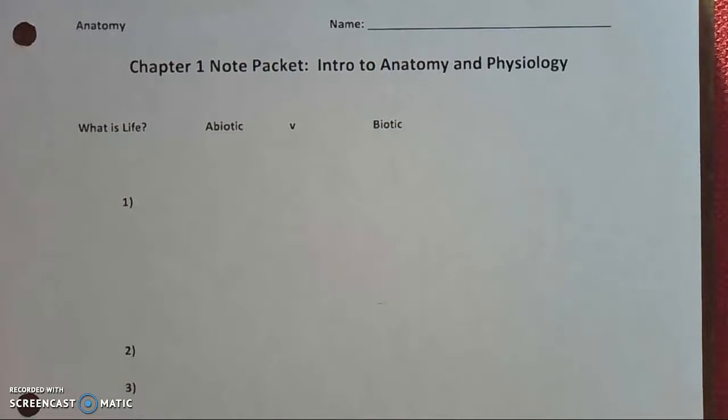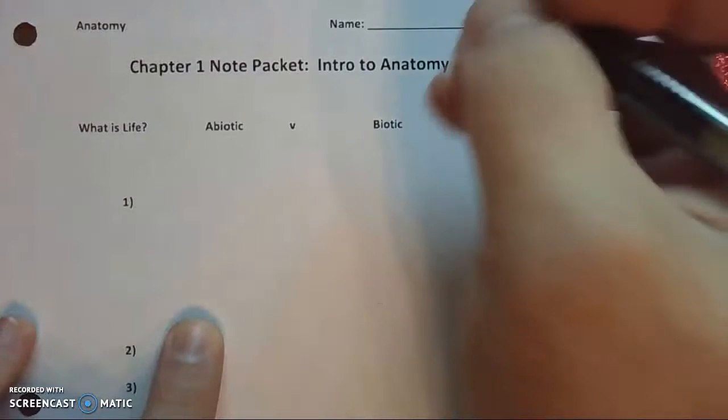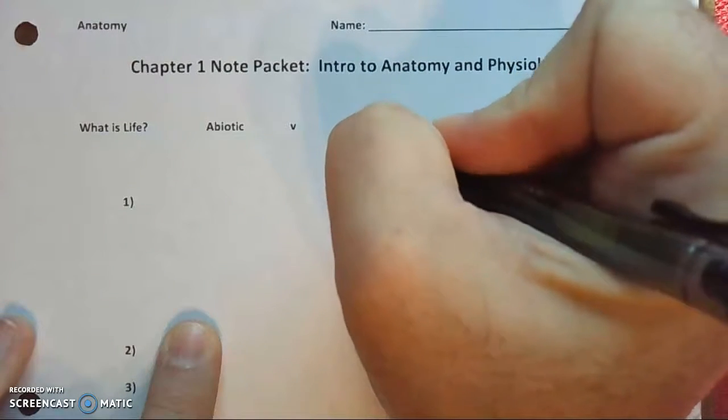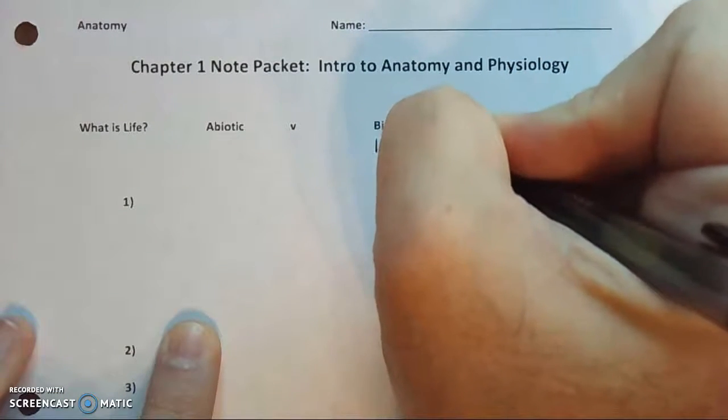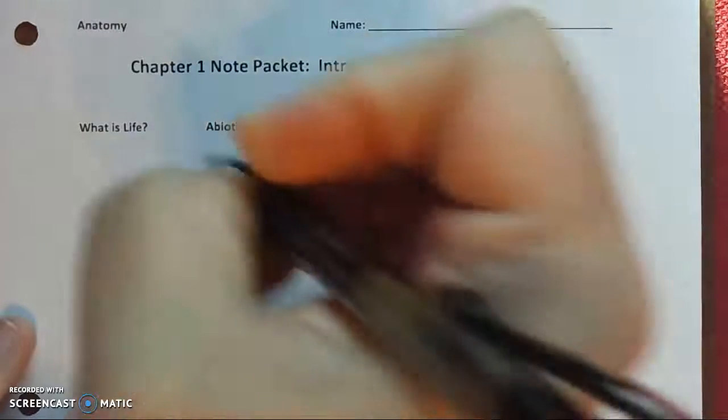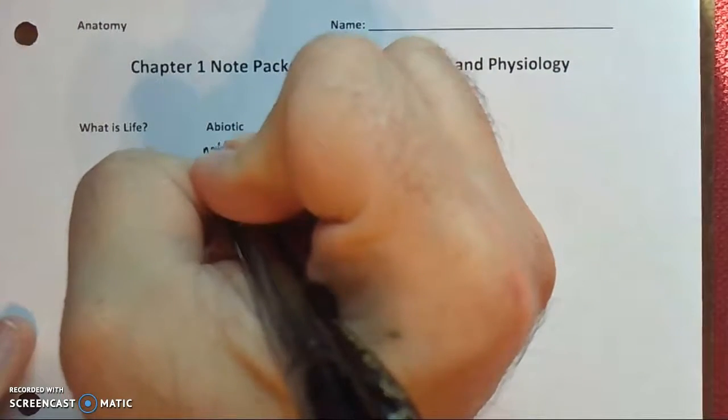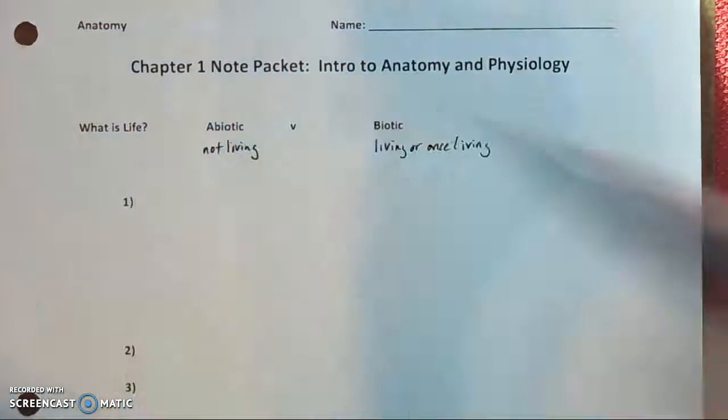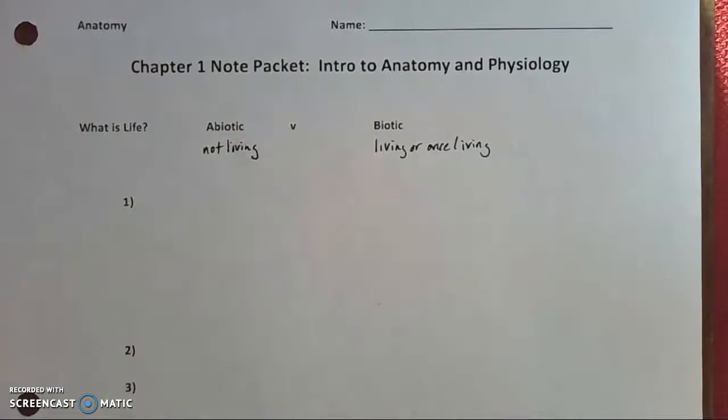But before we do that, we're going to categorize objects, matter, based on abiotic or biotic. So if we had the prefix a in front of something, it means the opposite. So biotic means it was living or once living material. Abiotic means it is not living or derived from living material.